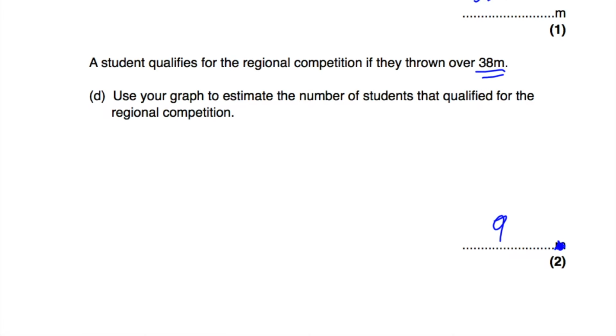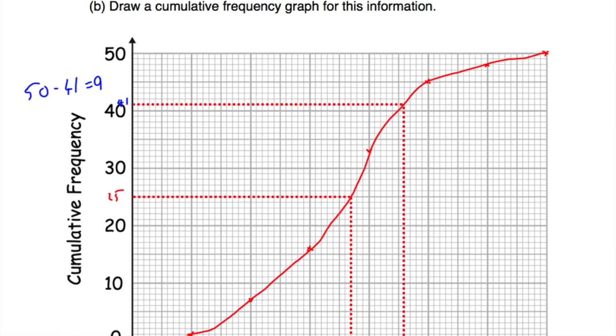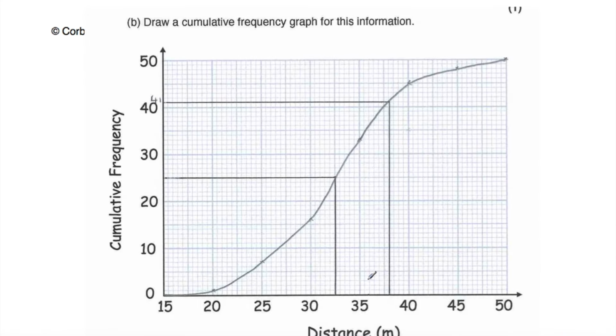And that's it. Let's have a look at the website and see what solution I had there. So I went to 38, which was one little box to the right of 37.5, up and across, and I got to 41. And then I did the remainder, so that'd be 9, because 50 take away 41 is equal to 9. And that's it.